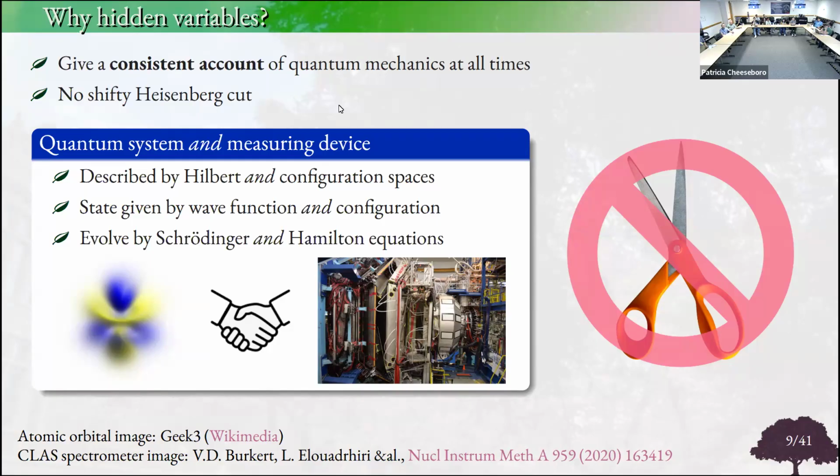But the idea behind hidden variables is that your Hilbert space description is always valid for both microscopic and macroscopic systems, and the configuration space description is always valid for microscopic and macroscopic configurations. So you have a wave function, but you also have your system is always in a definite configuration. Your wave function always evolves by Schrodinger's equation, and the configuration evolves according to something like the Hamilton equations with some sort of quantum modification.